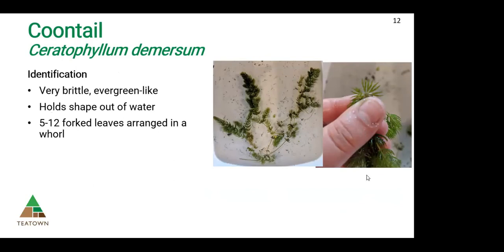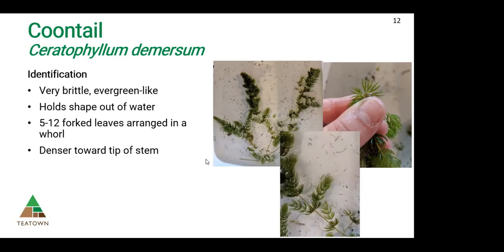There's another native hornwort species that looks very similar to this, but it has 3 prongs instead of 2. It's also native, but it looks very similar. And then coontail is also denser, more towards the stem, giving it its name. It does look a little bit like a raccoon tail. And the stem is hollow, and it's a pretty short plant by some standards. It gets up to about 8 feet long.